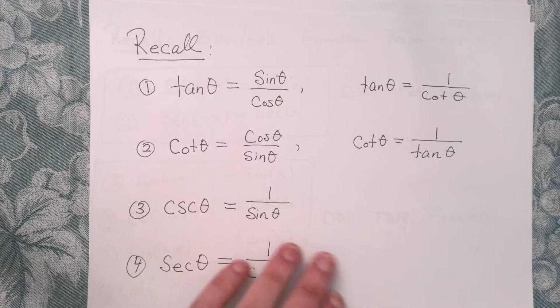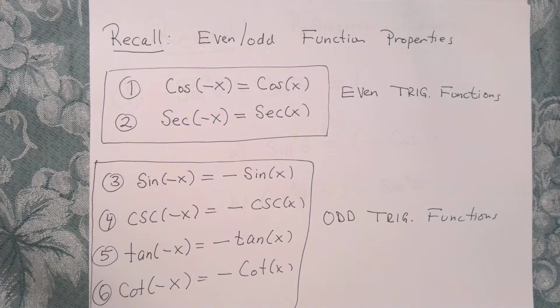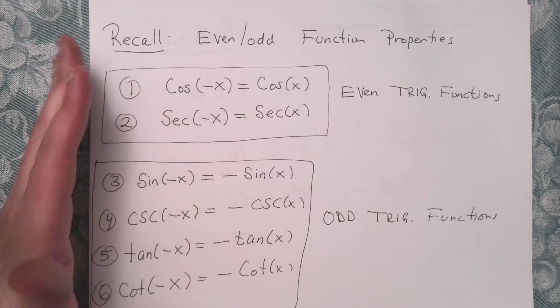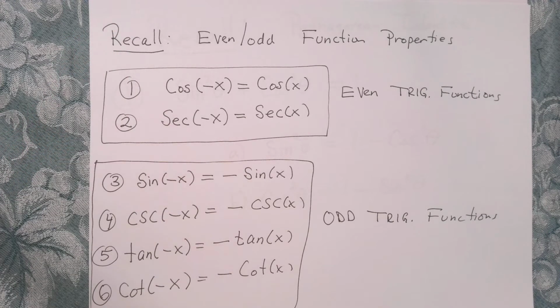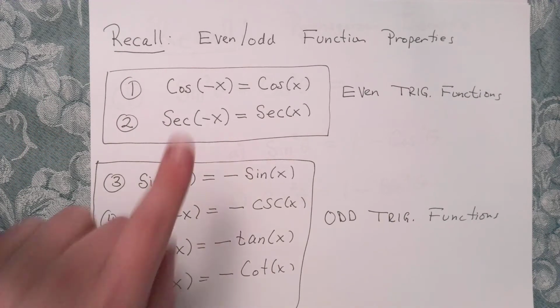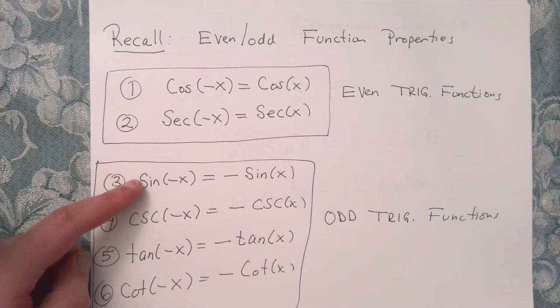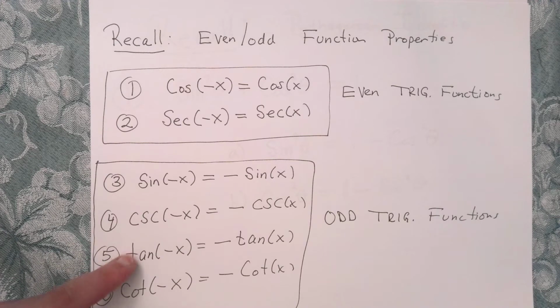In general, it's pretty handy to know the even and odd function properties. And so remember that cosine and its reciprocal secant, those are even functions, right? They have y-axis symmetry. And so this is true for all x's in their domain, right? And for sine, cosecant, tangent, and cotangent, these are all odd functions. They have origin symmetry or 180-degree rotational symmetry. So these are all nice to know.